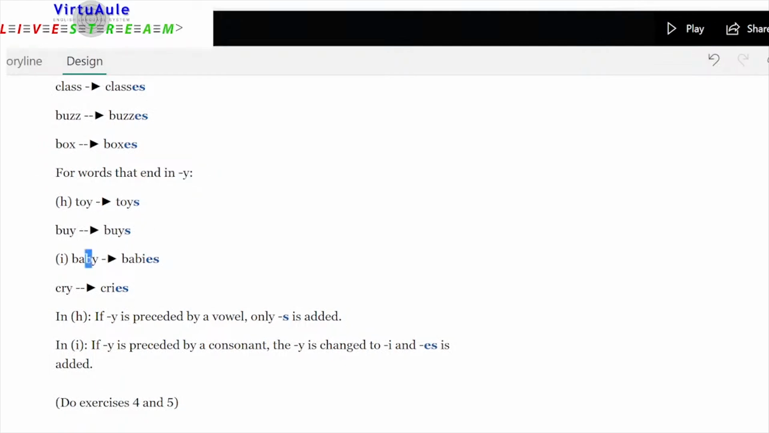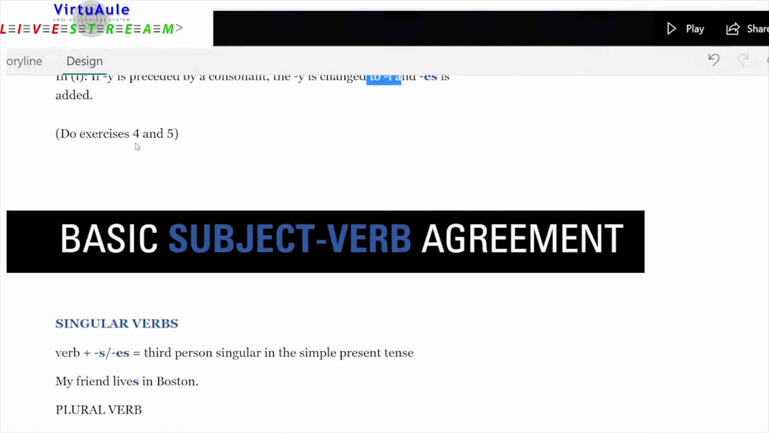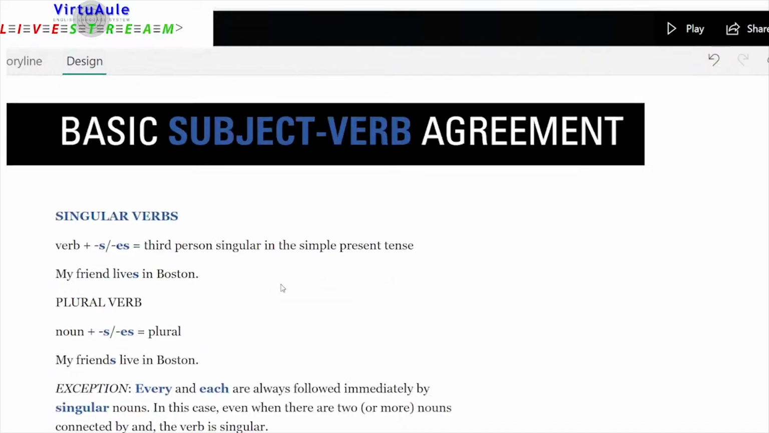Okay, when we have the Y preceded by a consonant, we have to add the I. Substitute the Y for the I and add ES. Cry, cries, both for the noun and the verb. So if the Y is preceded by a vowel, only an S is added. If the Y is preceded by a consonant, we change the Y to I and add ES.